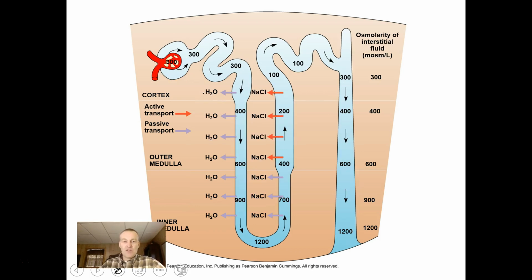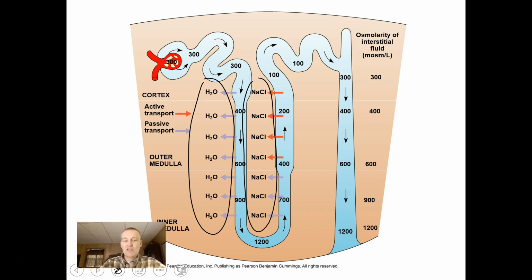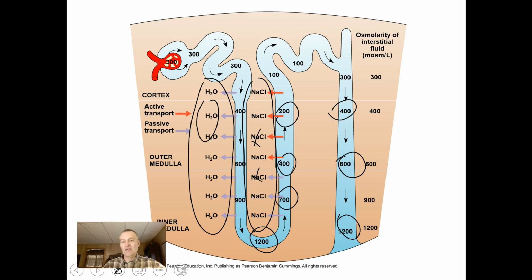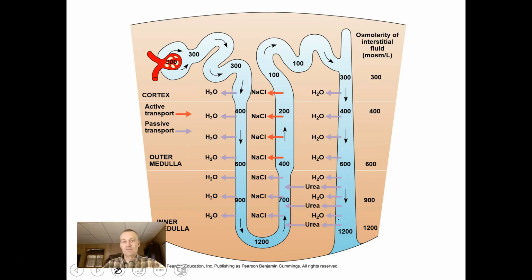Okay, so this is just showing you water's being pulled out of the descending loop, salts are being pulled out of the ascending loop. If you pull out water, the osmolarity increases. If you pull out salts, the osmolarity in the filtrate decreases. So as I keep on pulling more water out of the collecting duct, osmolarity increases inside the filtrate. Notice that we do pull some urea out, and that helps to draw more water out, but some of that is passively put back into the filtrate.